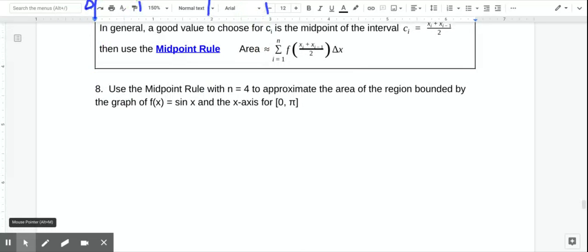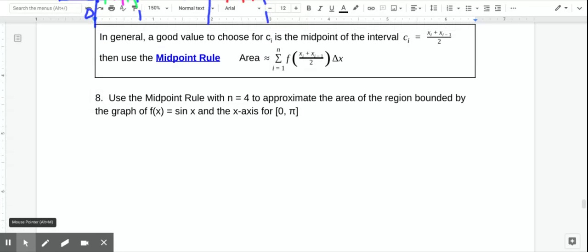So rather than using the left or the right and having it too big or too small, the midpoint's just going to give us a better estimate. Okay, so if we use the midpoint, then ci is xi plus xi minus 1 over 2. And then the area is this formula, okay? So it's still taking a sum of all of our rectangles. This is the width of the rectangle, and that's the height, plugging into the function.